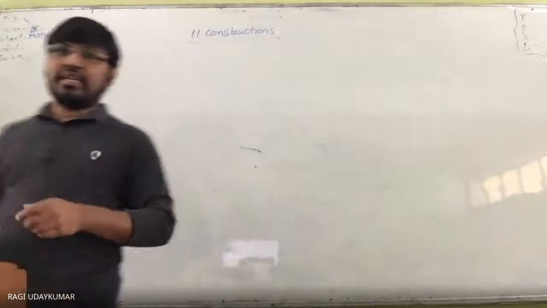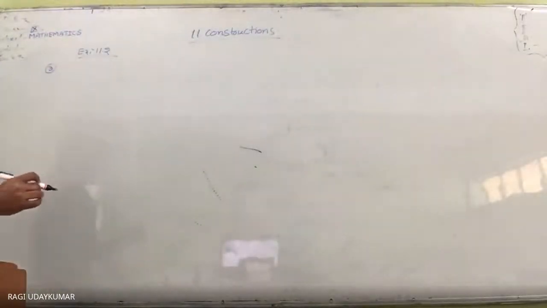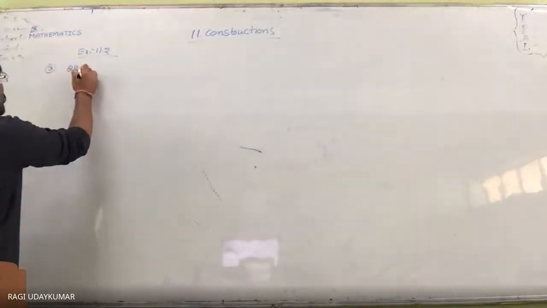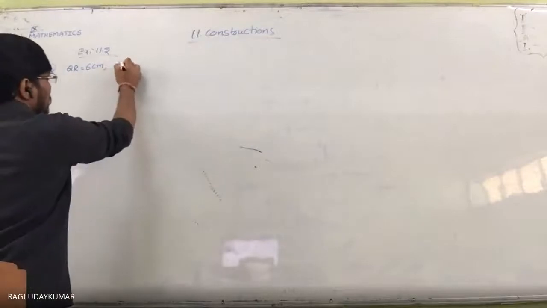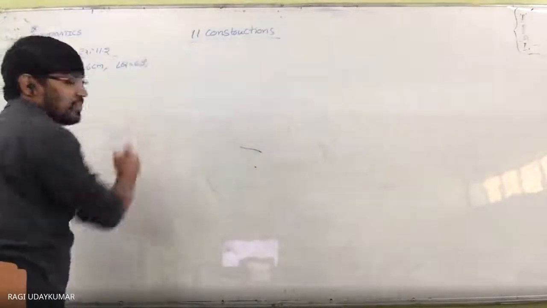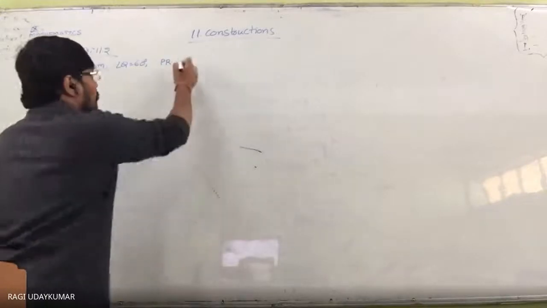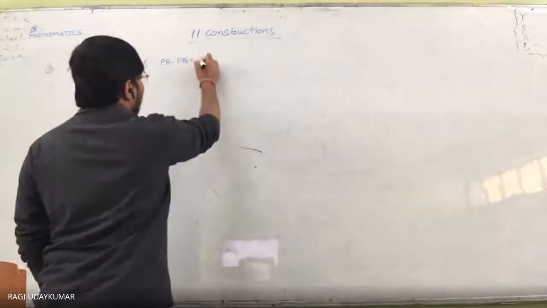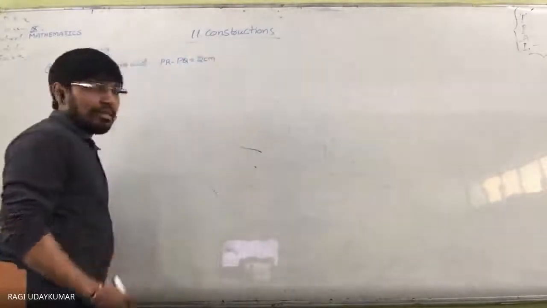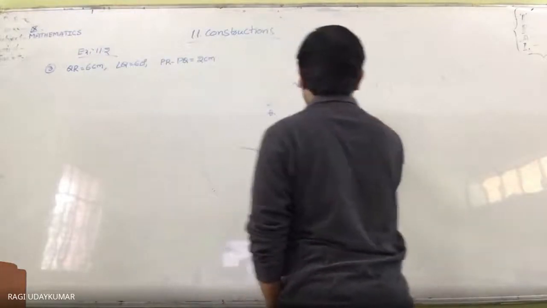Okay. The third question is here. Triangle PQR. QR is equal to 6 centimeters and angle Q is equal to 60 degrees. PR minus PQ is equal to 2 centimeters. Suppose you consider the triangle as PQR.